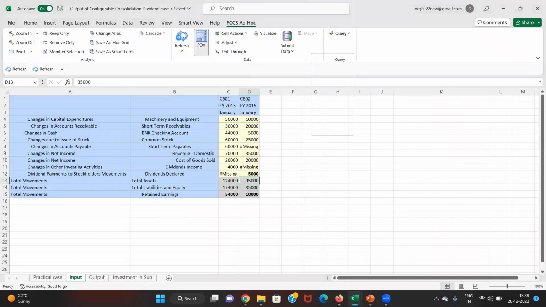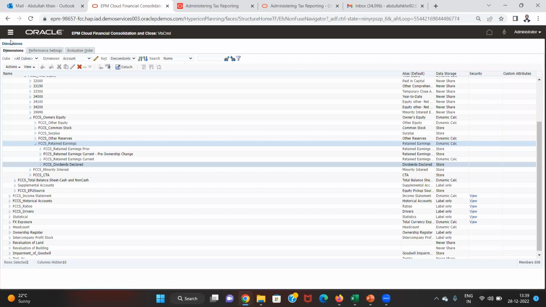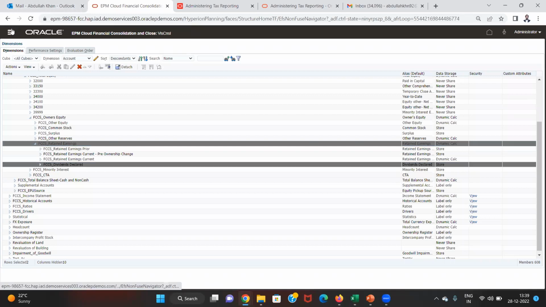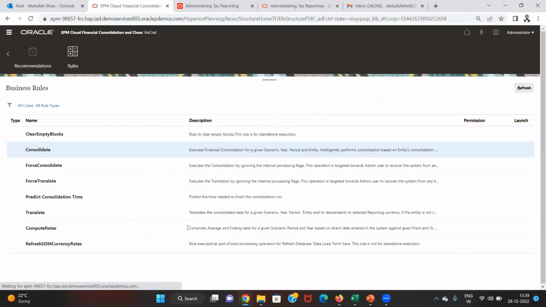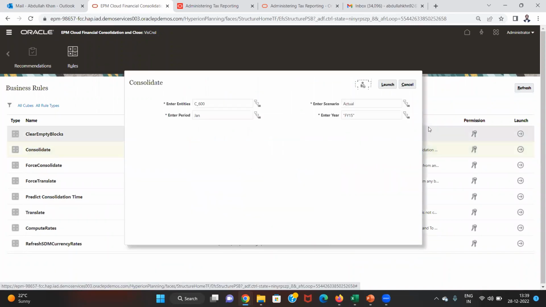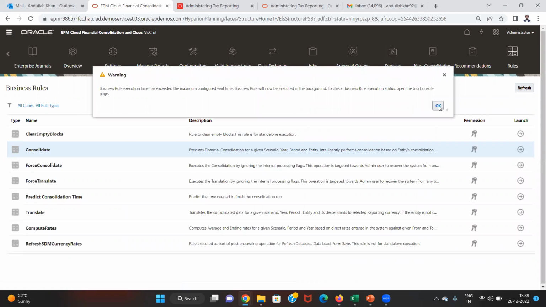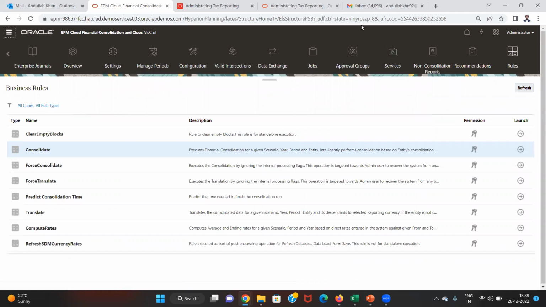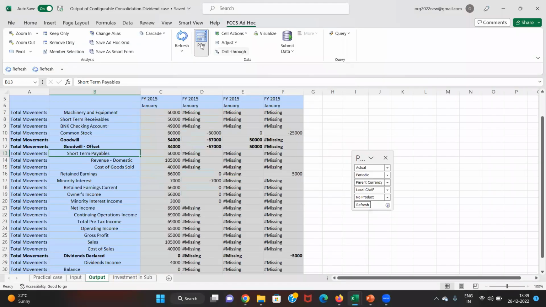So we'll try to run consolidation through our application. Under the application, we'll go to rules and run the consolidation rule. C600 is our entity. All of it is fine. We'll just launch it. Now we'll check what results are produced by the consolidation rule. I'll go to my output sheet and click on refresh.